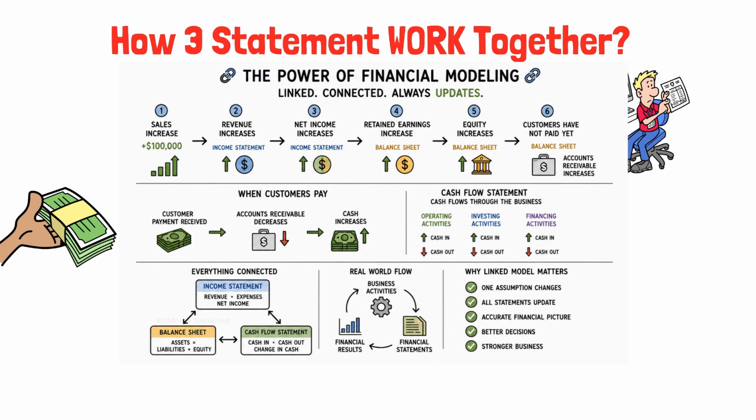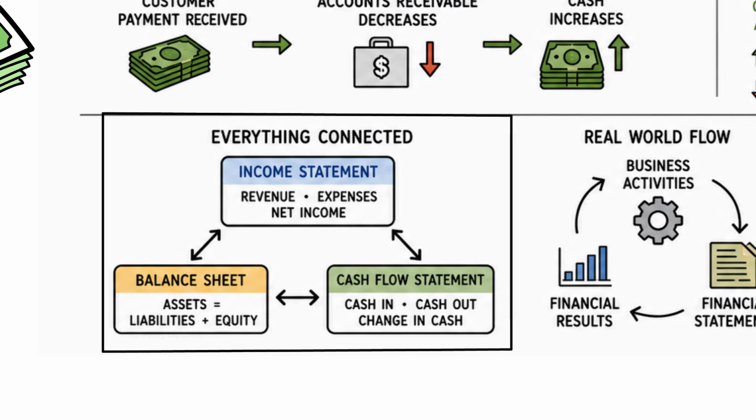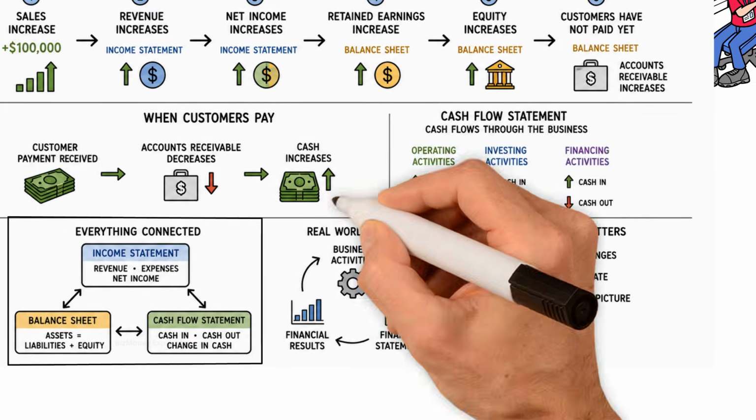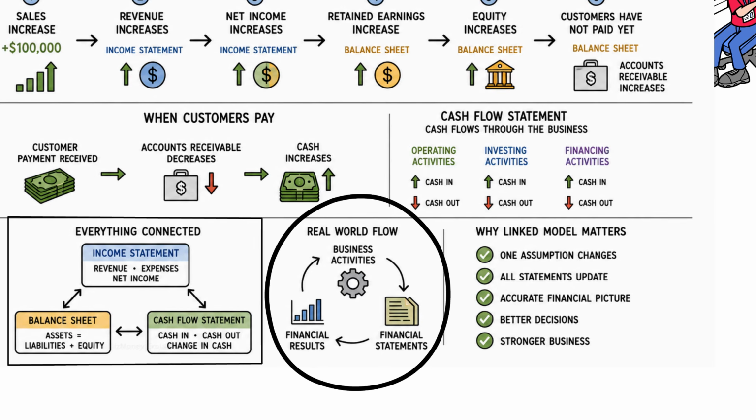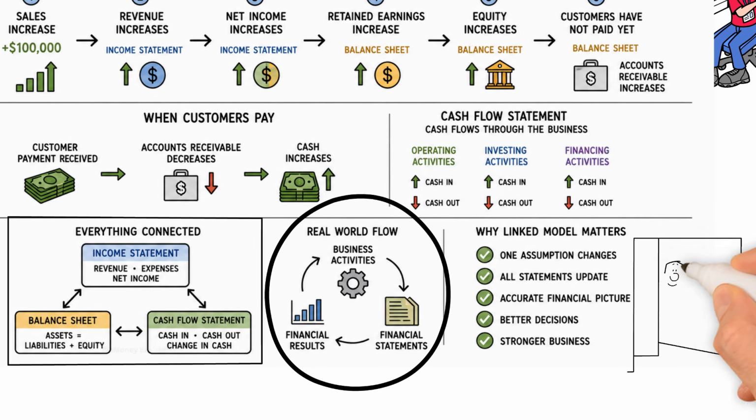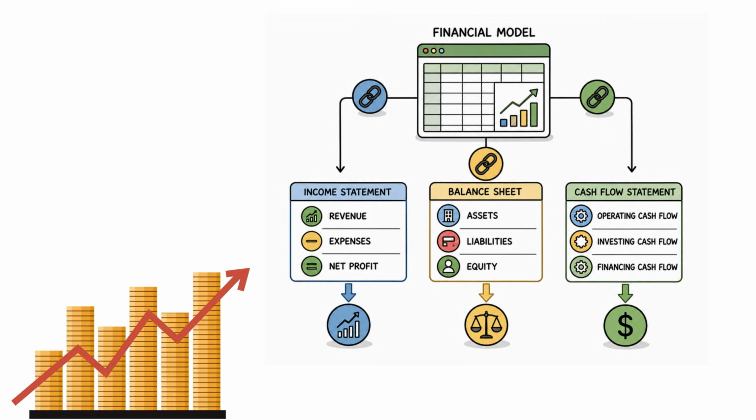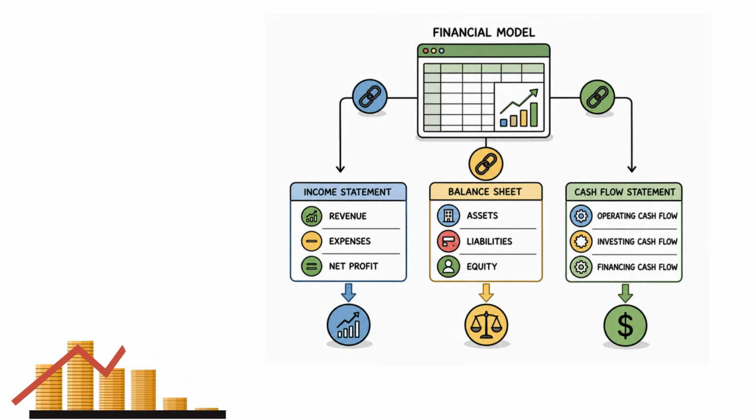This is why experienced financial professionals rarely build isolated financial statements. A properly linked financial model ensures that every business activity flows through the income statement, balance sheet, and cash flow statement exactly as it would in the real world. If one assumption changes, the entire financial picture updates instantly. Once the financial model is complete, it becomes much more than a forecasting spreadsheet. It becomes a decision-making tool.